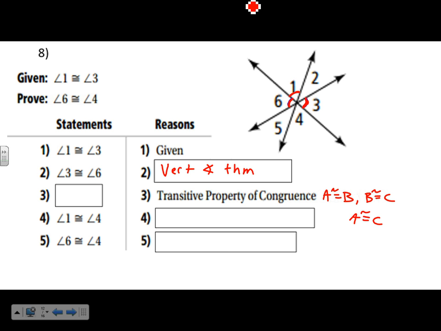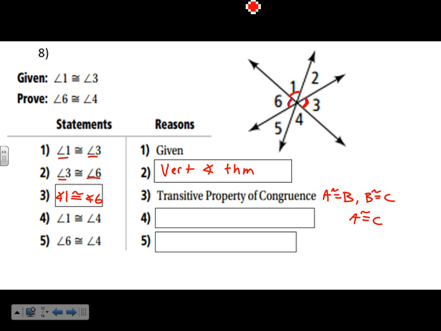So let's see. If you look at their A and B's, it kind of looks like the 1, 3, and 6. So we're looking at those previous ones. So if angle 1 and angle 3 are congruent, and angle 3 and angle 6 are congruent, that means angle 1 has to be congruent to angle 6. And we know that because of that transitive property.